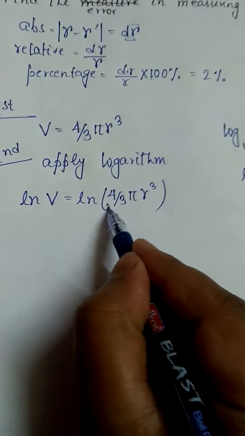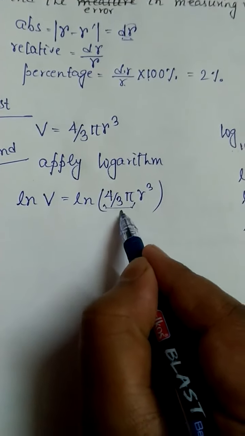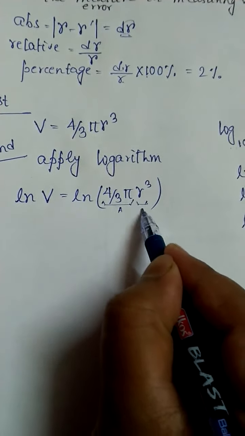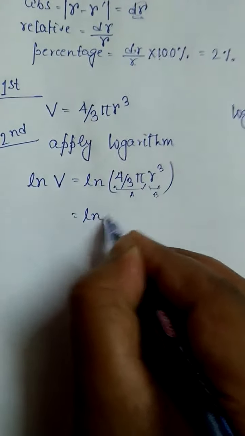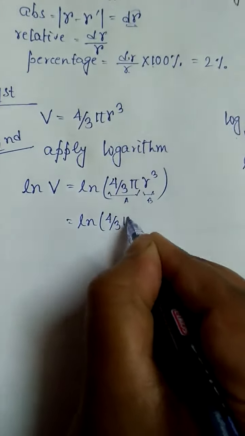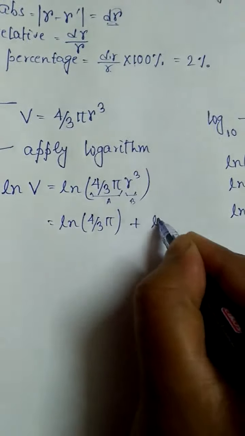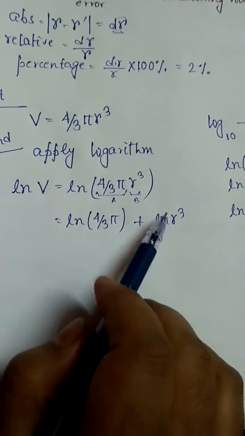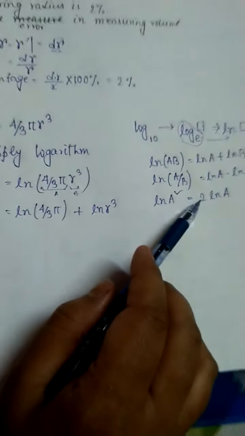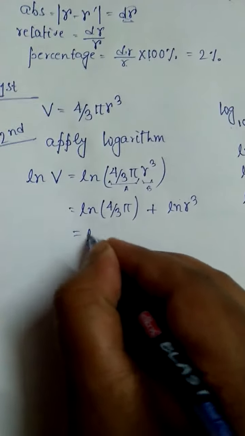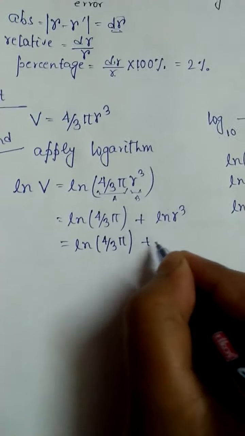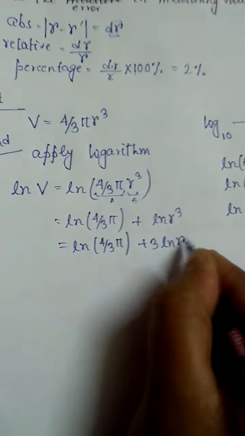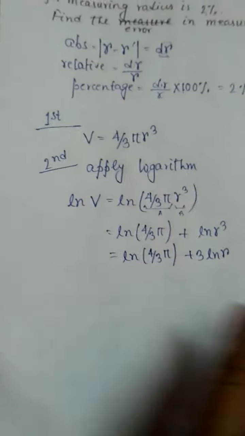Now apply the formula. Let's say this 4/3 pi is a constant, that is a, and this is b. Applying the ln ab formula, ln a plus ln b, and for this cube, the power will come out. So ln 4/3 pi, leave it as it is, plus 3 ln r.